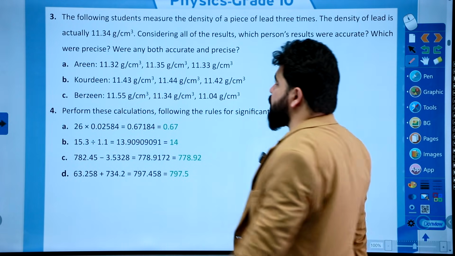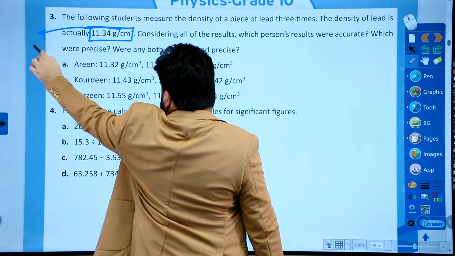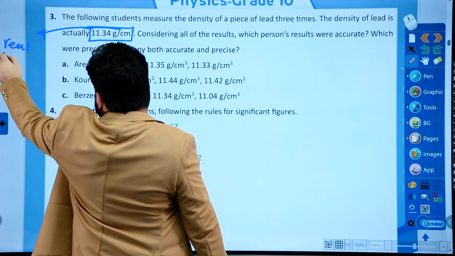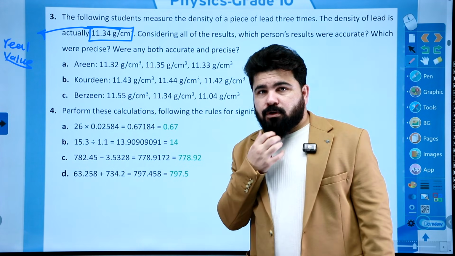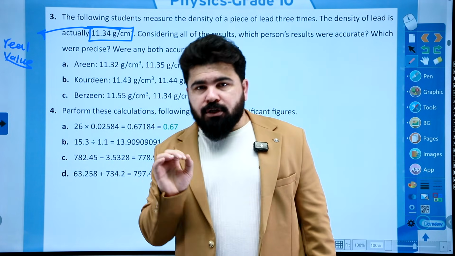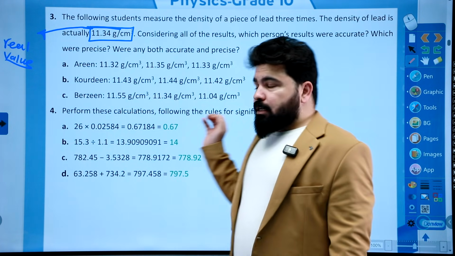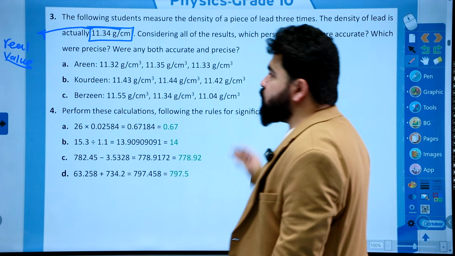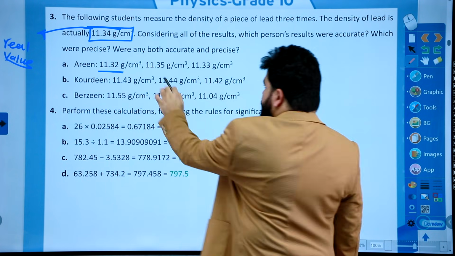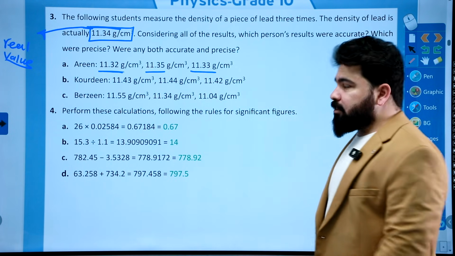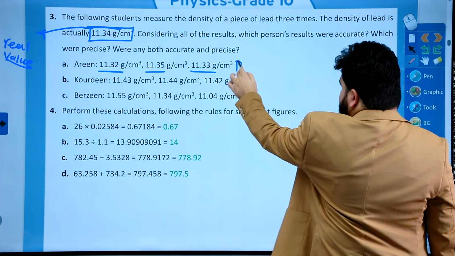Now, this one is the density, which is the real value. I'm going to call this the real value. Which ones are precise and which ones are accurate? Precision is how close the numbers are together, while accuracy is how close the numbers are to the true or real value. He measures and gets 11.32, 11.35, and 11.33. Are these numbers close together? Yes, so I'm going to call them precise.